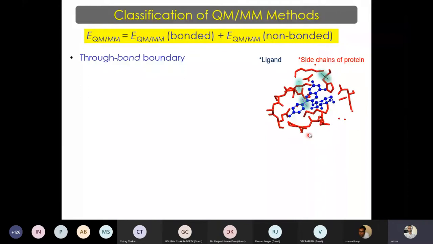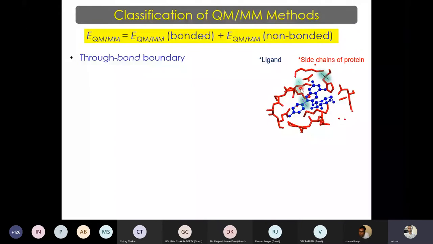In addition, I say, okay, all these residues are there, but they're not very important. However, this residue is very important. This part of the residue is very important. So I also want to consider them in quantum mechanics. Remember, all these residues are part of a single protein chain. So if I take one, I have to take all others unless I decide to cut a bond. So therefore, now my boundary becomes through bond. That I'm breaking a bond, or I'm cutting a bond to define my QM region and MM region.